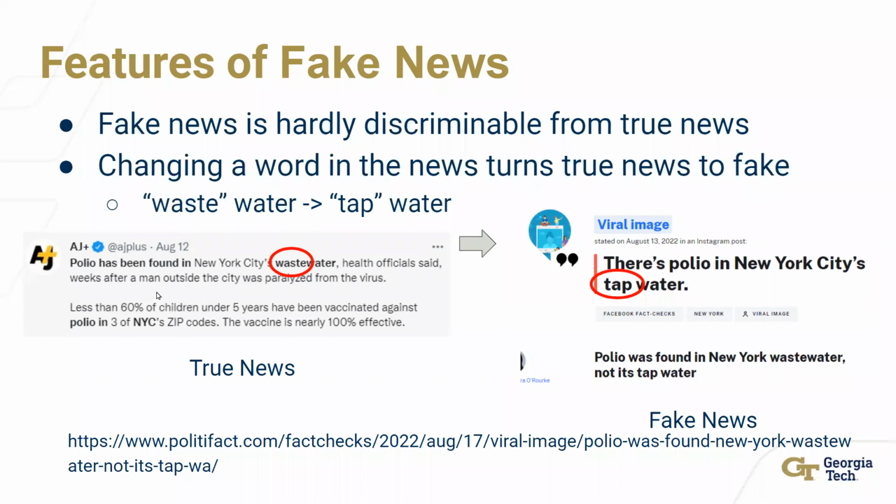For example, the original news story of this piece of news is that polio has been found in New York City's wastewater. However, intentionally fabricated news can be that there's polio in New York City's tap water. With a slight change of word, the news turns from true news to fake news.